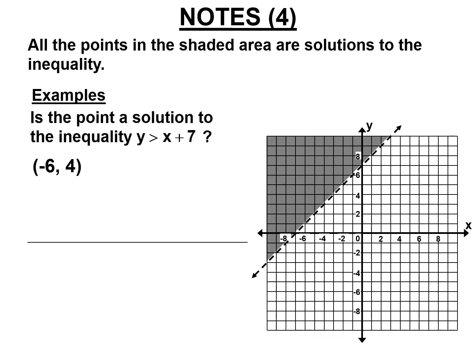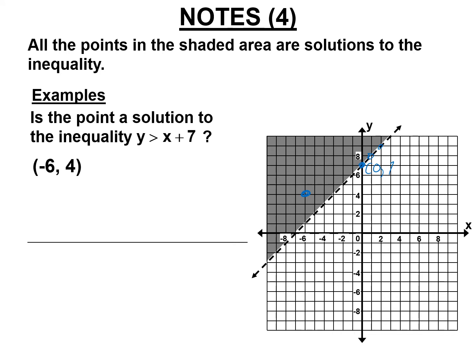All right, all the points in the shaded area are solutions. So let's see. This is a graph of y is greater than x plus 7. It has a y-intercept of 0, 7, and a slope of 1. You can see that. So is negative 6, 4 a solution? Well, there's two ways to check. Negative 6, 4, is it in the shaded area? Yes, it is. So it's a solution.